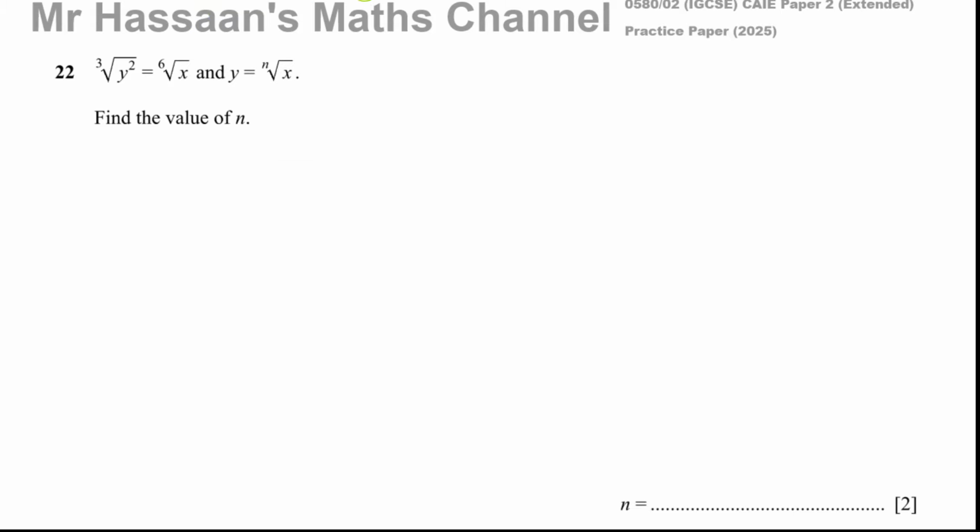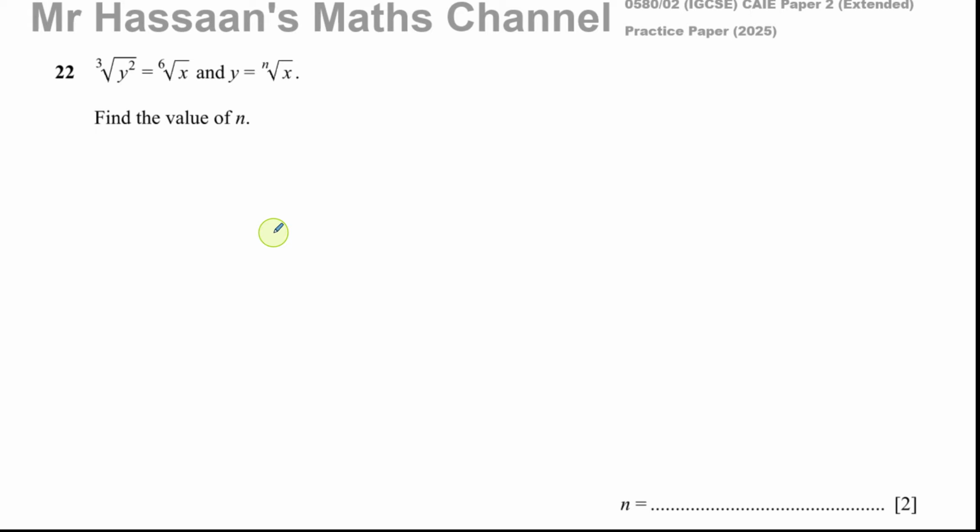Hassan's Maths channel, and this now is question number 22 from the practice paper for the 2025 IGCSE 0580 Cambridge paper, this is the non-calculator paper. And this question here is about basically indices. It's all about indices and surd form.